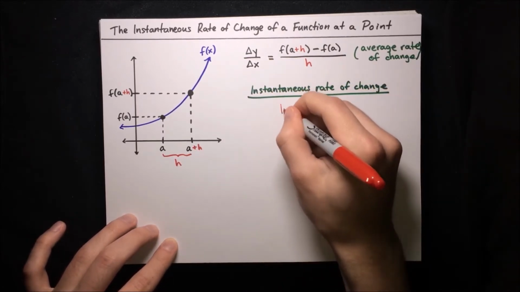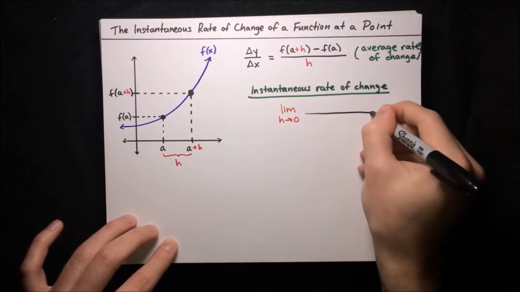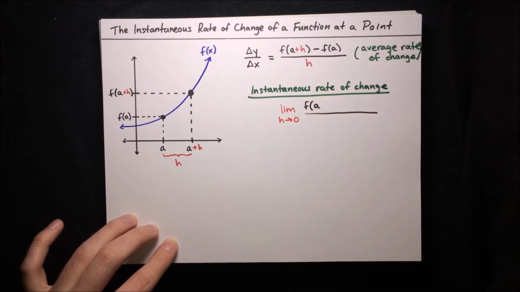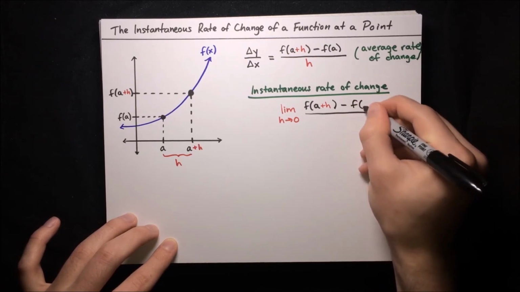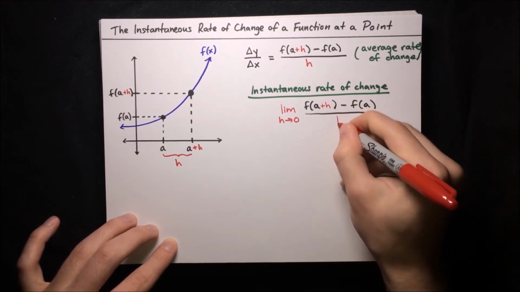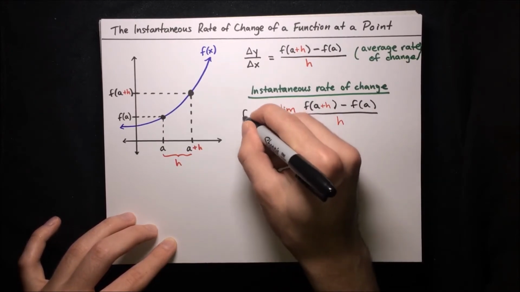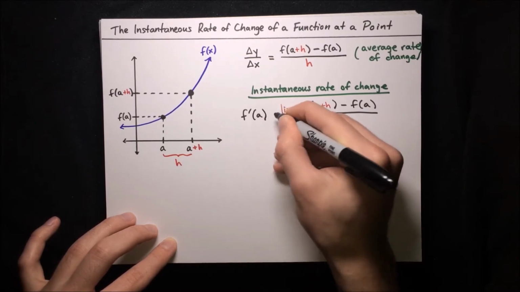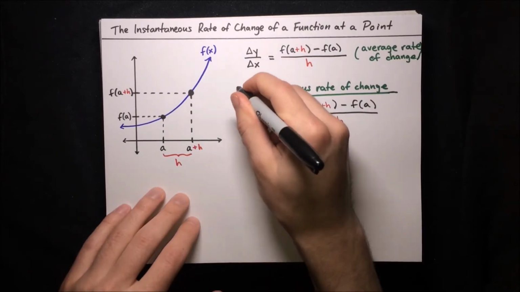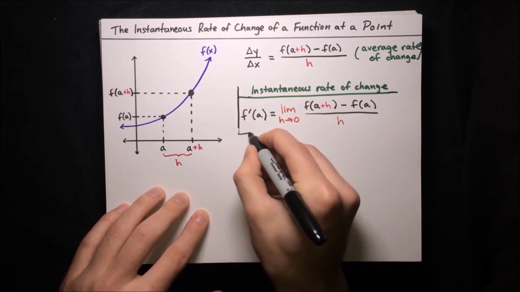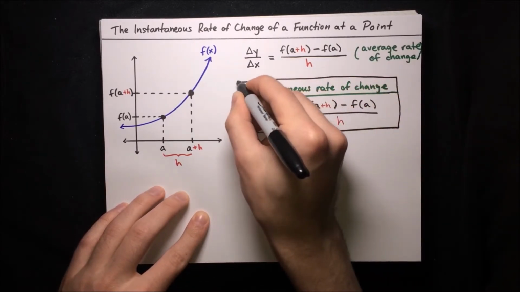we just take the limit as h approaches 0 of that original difference quotient, f of a plus h minus f of a all over h. And the notation that we use to represent instantaneous rate of change is just f prime. F prime of a means the instantaneous rate of change at the point a. So this is our big important formula here for instantaneous rate of change. Why don't we go ahead and put it in a nice big box to illustrate how important it really is.